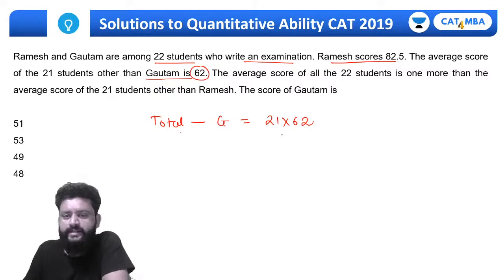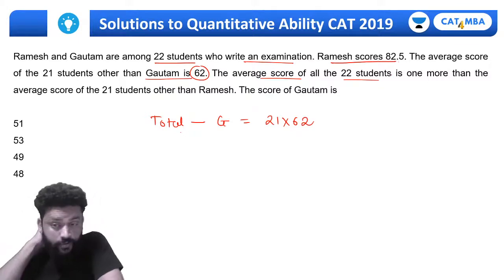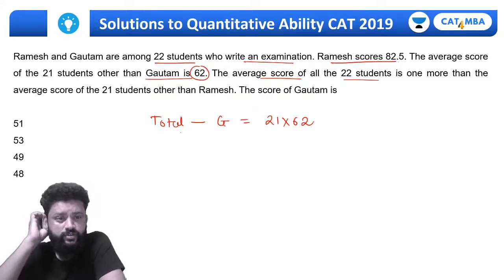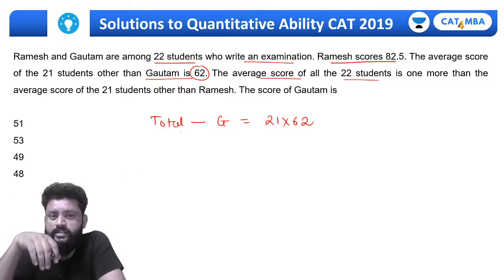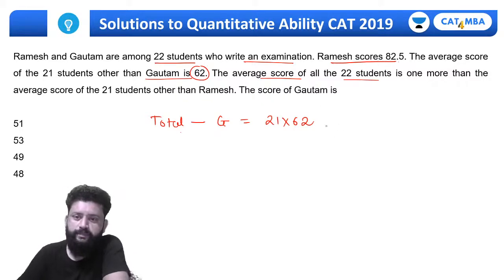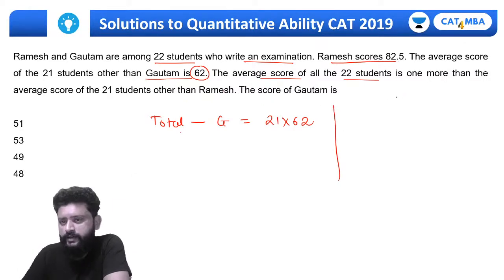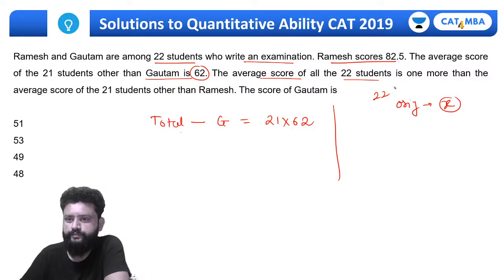This is total score minus Gautam's score. The average score of all the 22 students is one more than the average score of the 21 students other than Ramesh. So simply one thing, if the original average of everyone is x, with 22 students, this is one more than the average score of the 21 students other than Ramesh.